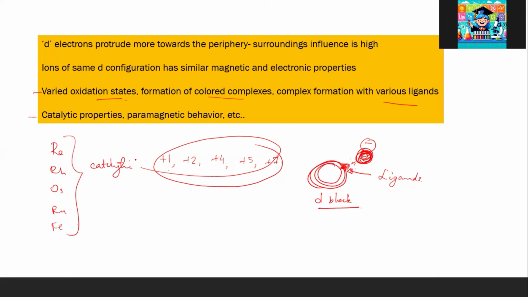So catalytic properties are exhibited by the majority of the transition metals, and they have paramagnetic behavior. Why? Because of the single unpaired electrons present in most of the elements. They have paramagnetic behavior, so their magnetic properties are also a highly studied thing.